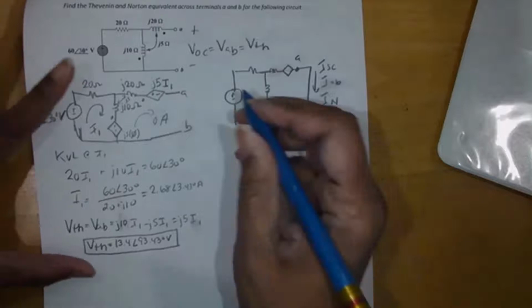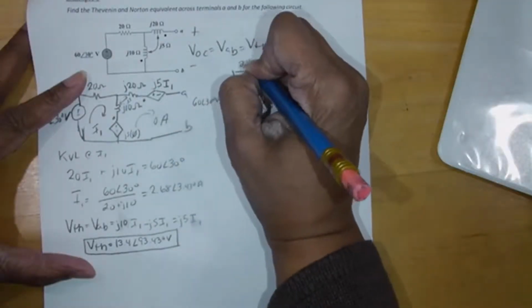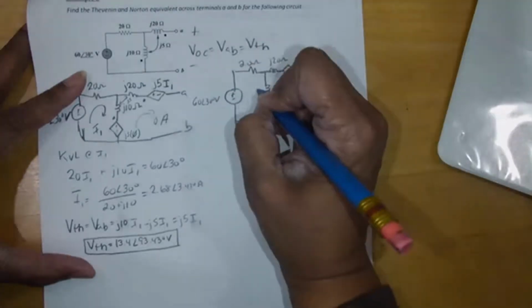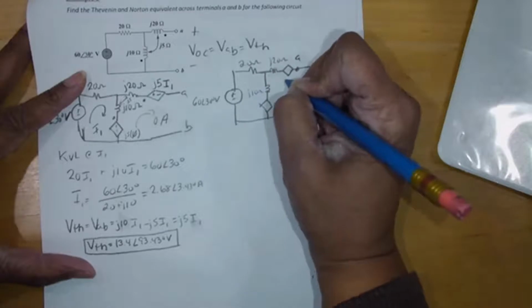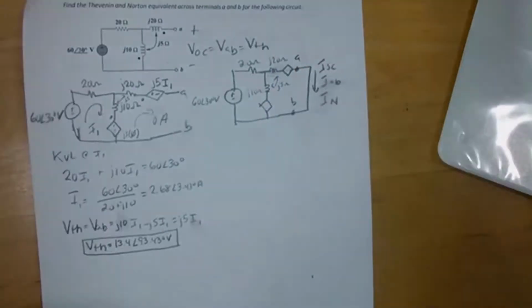The voltage source is still 60 angle 30 degrees. This resistor is 20 ohms. The inductor is J20 ohms. This inductor is J10 ohms. The mutual inductance is still J5 ohms.